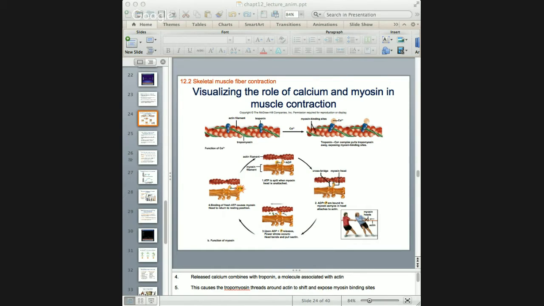Remember we said calcium is needed for your skeletal system, your bones, right, to build good bones. You also need calcium for muscle contraction.